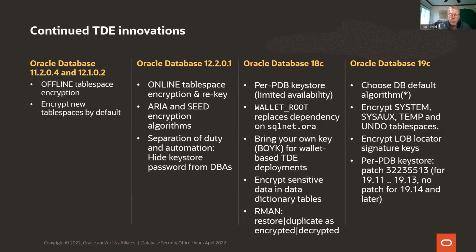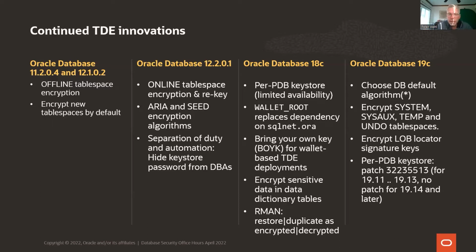RMAN allows you to restore or duplicate as encrypted or as decrypted, which was added into RMAN to support a journey from your on-premise into the cloud or backwards. So if you move your database into the cloud, you would restore or duplicate as encrypted. If you don't have a TDE license on-prem, you can still encrypt in OCI, and this would happen basically in one go. If you would like to get this database back on-prem, you could say restore or duplicate as decrypted, and you would get a database back on-prem that is not encrypted and doesn't need a TDE license.